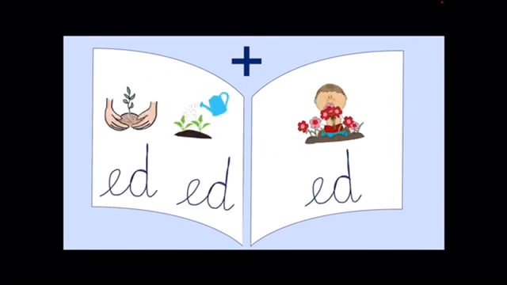And then we have suffix ED, where we write the same letters for id in planted, d in watered, and t in picked. And the reason? It's an action that has already happened.